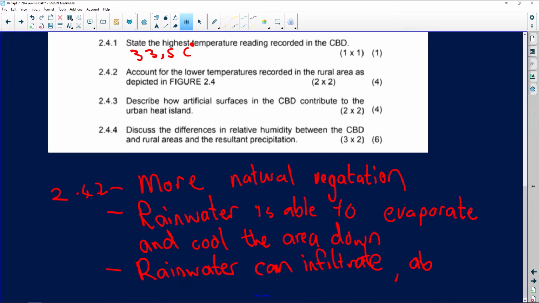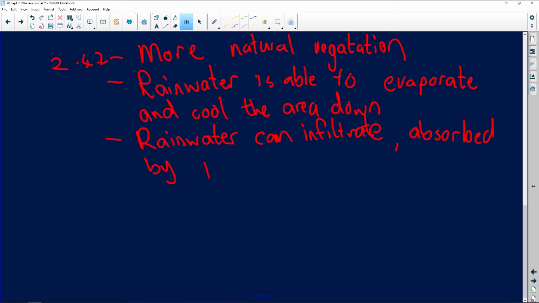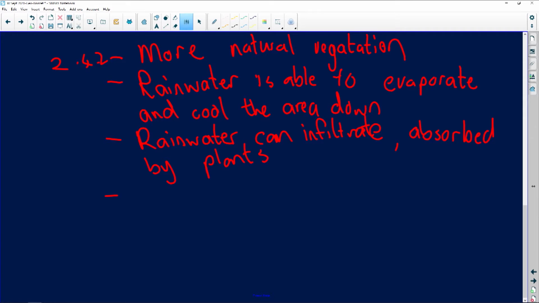It can be absorbed by the plants. And very importantly, Kathy was on just before. When we look at life sciences, we talk about evapotranspiration. It's when the plants release water vapor. Why? Because of the moisture that they received. So we can mention releasing evapotranspiration.